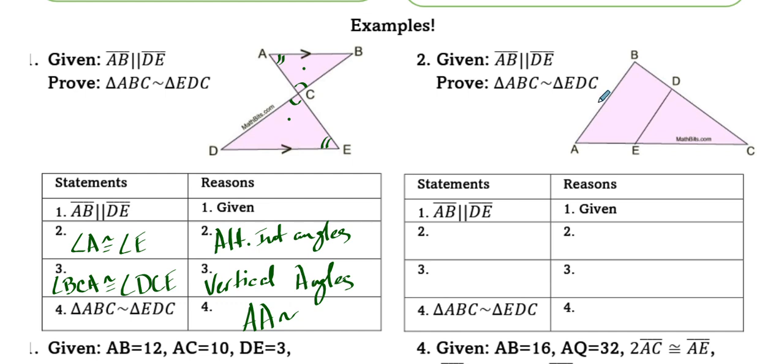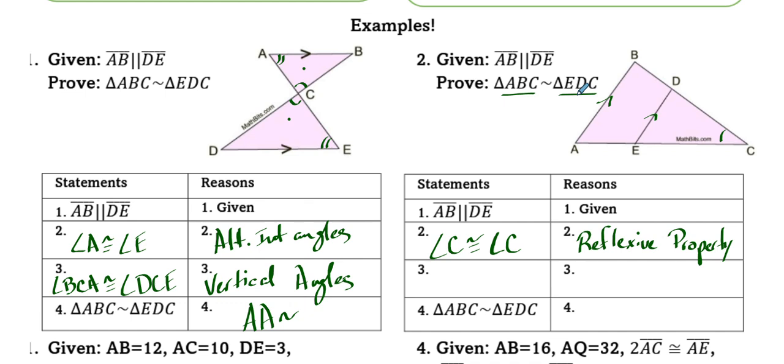Similar setup here. I have parallel lines again. AB is parallel to DE. I notice that angle C is a part of this triangle, and it's a part of the bigger triangle. So angle C is congruent to itself by the reflexive property. And really the reason I'm saying that is because angle C is a part of both of these triangles.